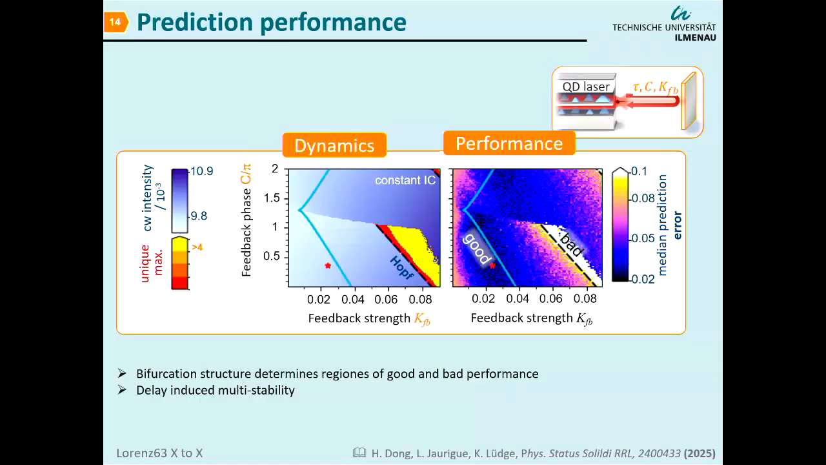So here, now this is the reservoir computing performance. That is this normalized root mean square error. Dark means good performance. Bright means not that good performance. And what you see for this case, the Lorentz X to X task, for not that high feedback strengths, we got the best performance. Behind this Hopf bifurcation, it's not working at all.